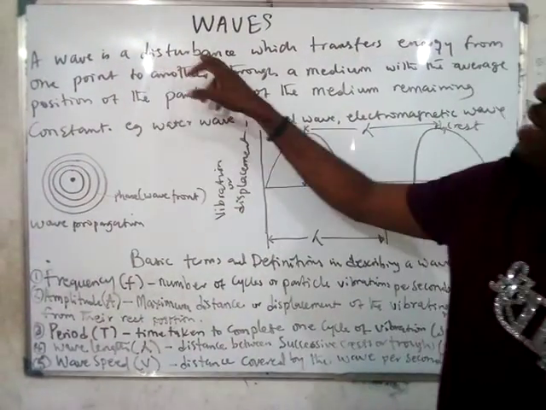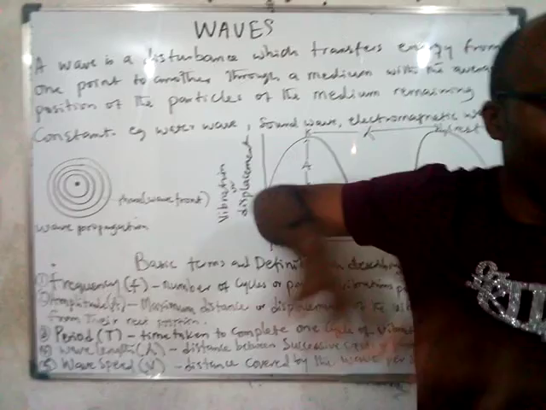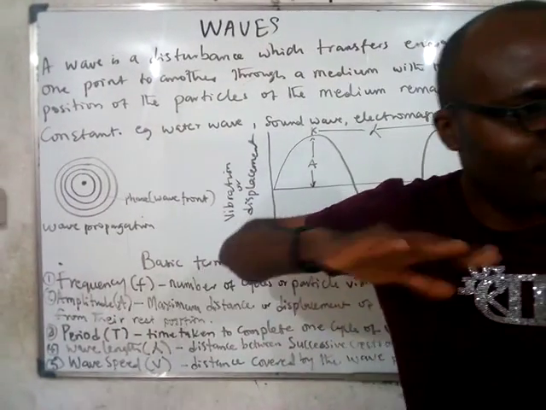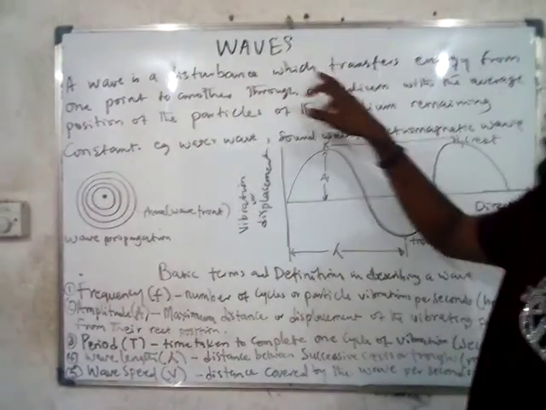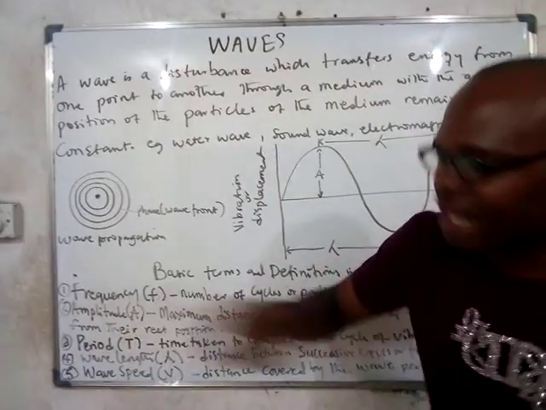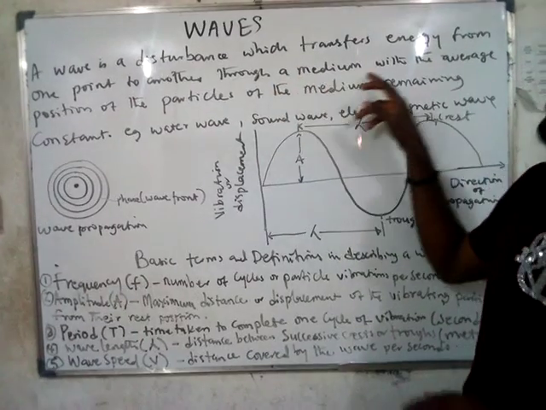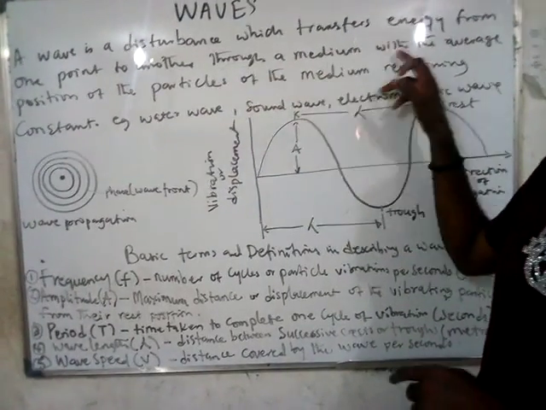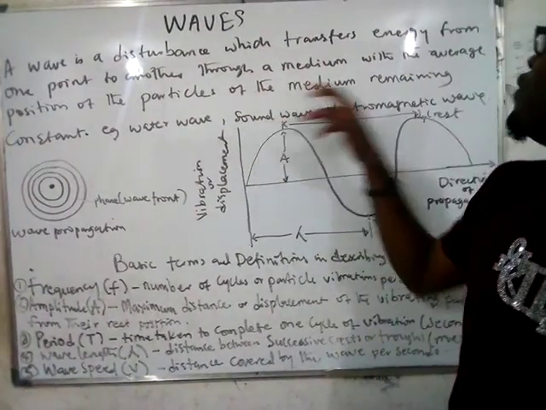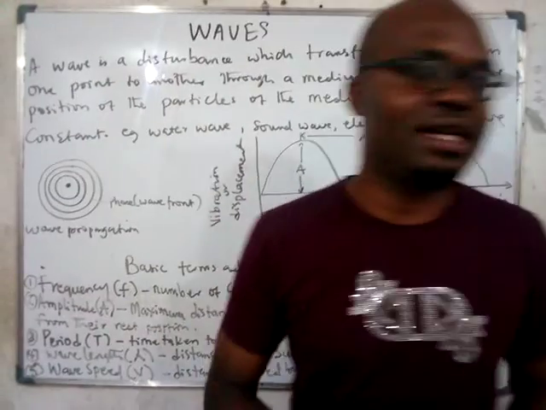So wave is actually a disturbance. You drop a stone inside a medium. The medium is water that is not moving. But once you drop that stone, there will be what? Transfer of energy. So that movement is transfer of energy. Is that clear? Yes. From one point to another through a medium. The medium is water, is it not? Yes. With the average position of the particles of the medium remaining what? Constant. Is that clear? Yes.